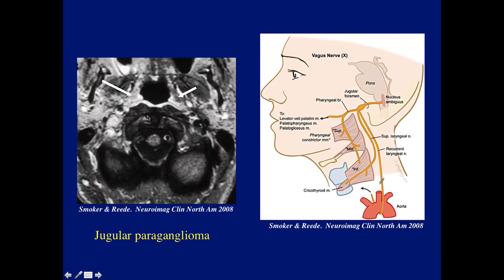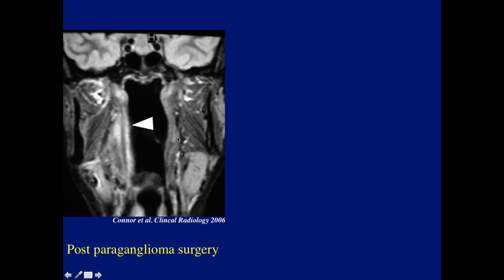Here's another example of acute denervation atrophy. This patient had a jugular paraganglioma, and we see all this enhancement in this region here, and this is again involvement of the superior constrictor in the nasopharynx wall. Patient had this surgery for a paraganglioma. What do we see? What is the arrowhead pointing to?